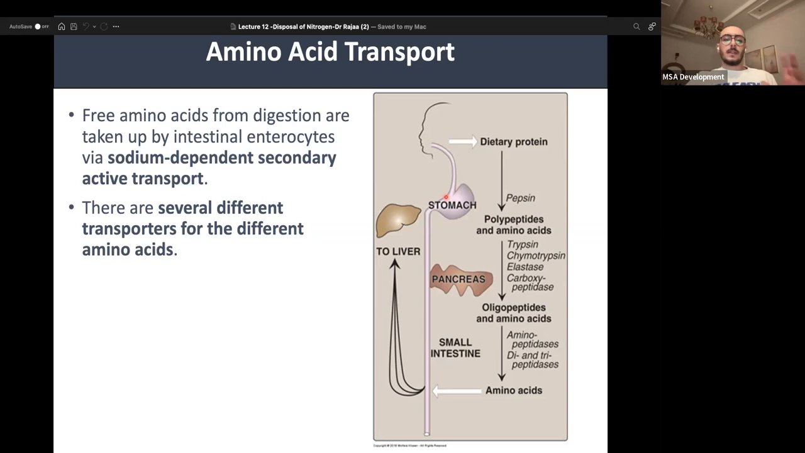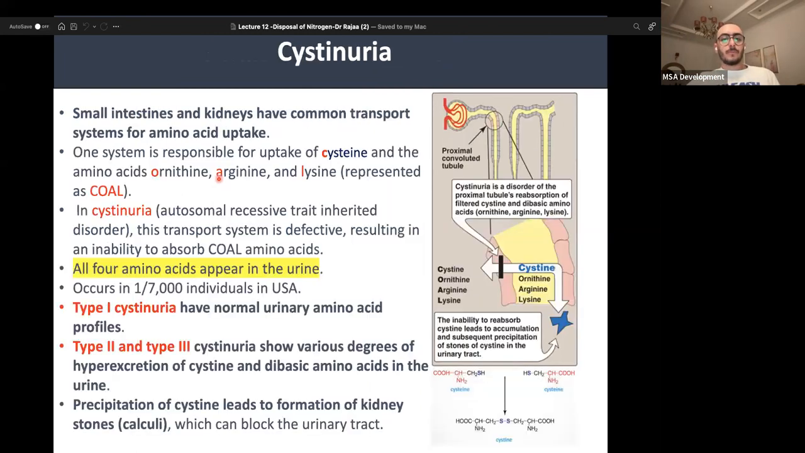Your intestinal enterocytes have, as you saw in GI, quick flashbacks, sodium-dependent secondary active transporters. I want you to know that each amino acid or each couple of amino acids have different transporters for them to transport from the stomach or from your diet to your body, to your blood, to the liver, and so on. Know this because there are diseases related to this, as I'll be talking about now.